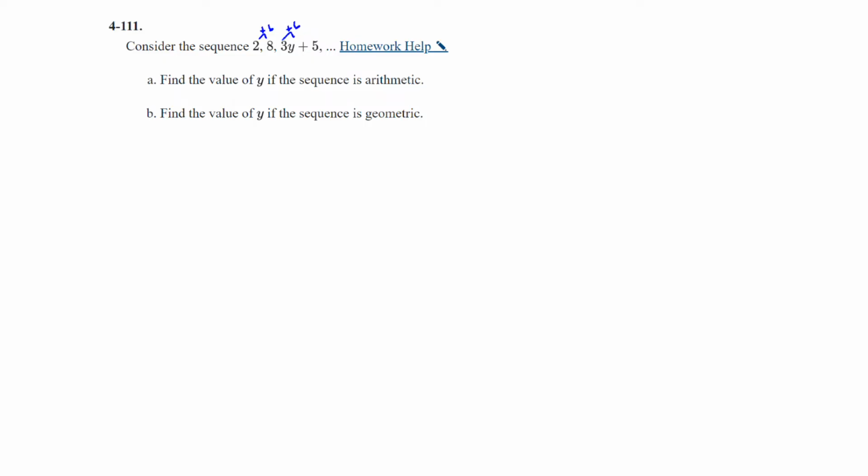So on Part A, if we take 8 plus 6, we should get the next term 3y plus 5. And so that would be 14 equals 3y plus 5. Subtract 5, divide by 3, and y would be equal to 3. So if it is arithmetic, then y would have to equal 3. And if you look, that would be 3 times 3 plus 5, or 14. And so that makes sense, because you'd have to add 6 to 8 and get 14.